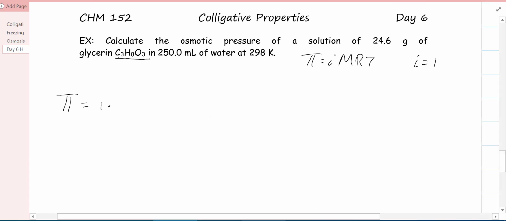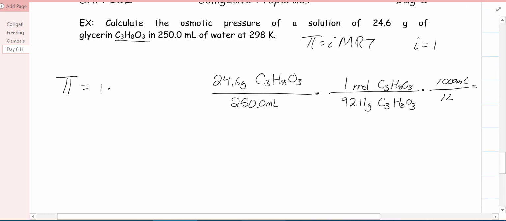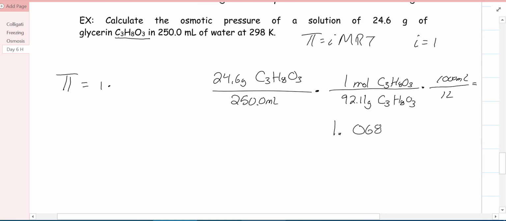Okay, we have 24.6 grams of C3H8O3 all over 250 milliliters. Well, we do 12 times 3 plus 8 plus 16 times 3. We get 92.11 grams of C3H8O3 is 1 mole of C3H8O3. And then, of course, 1,000 milliliters, 1 liter. We get a molarity. It looks like it's 1.068 molar C3H8O3. Great. Now we can do this.